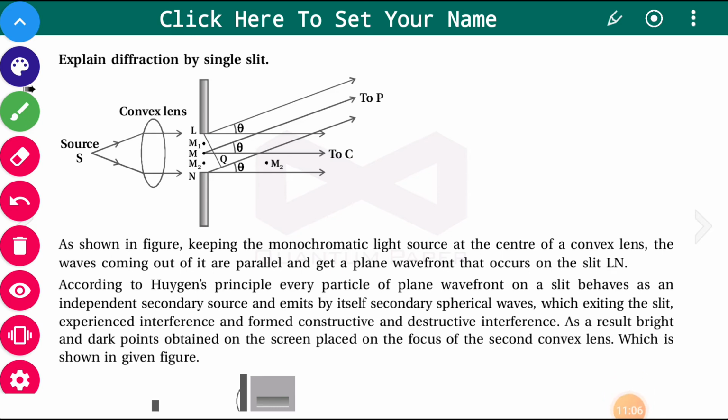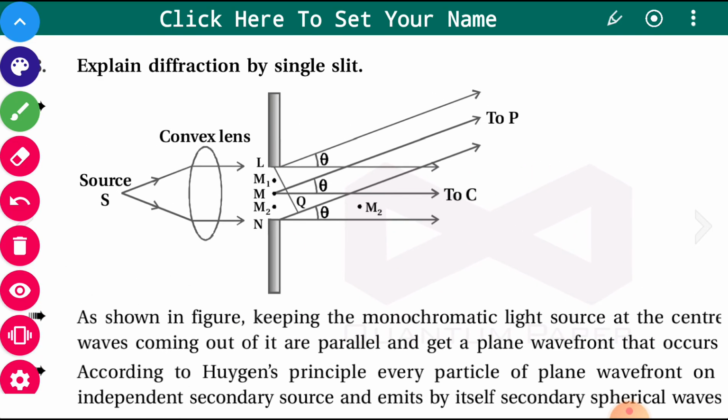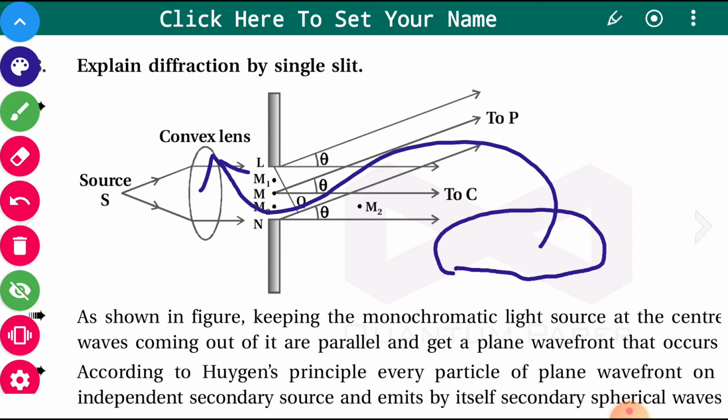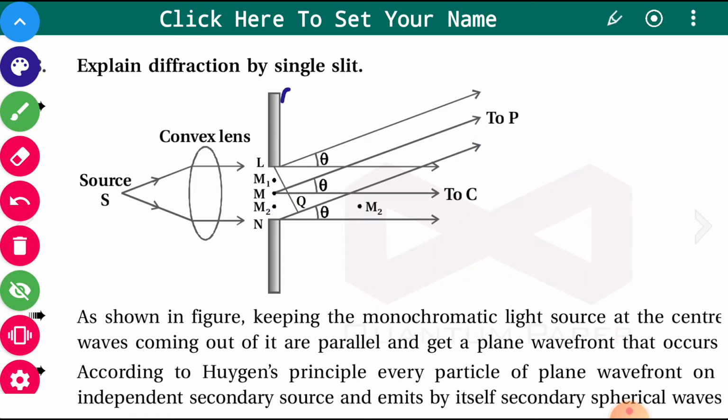Now we talk about the diffraction by the single slit. This is the figure which is shown here. There is a single slit, only a small gap, which is kept in front of the source. So this is the slit or gap through which the light can pass. There is a convex lens kept in the path between the source and the slit.